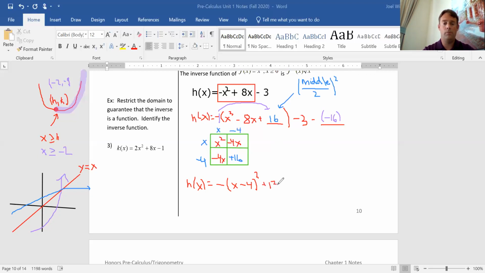So when I'm restricting the domain, I'm going to restrict it at greater than or equal to the h value. So I'm going to take every x value that is greater than or equal to positive 4. All right, now we're ready to go ahead and do our inverse function. So I'm going to take my y and my x value, and I'm going to flip them. So instead of h of x, I just made that x. Instead of the x here, I'm going to make that y.